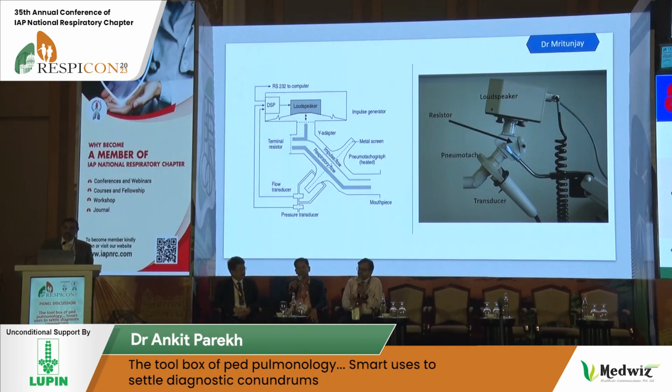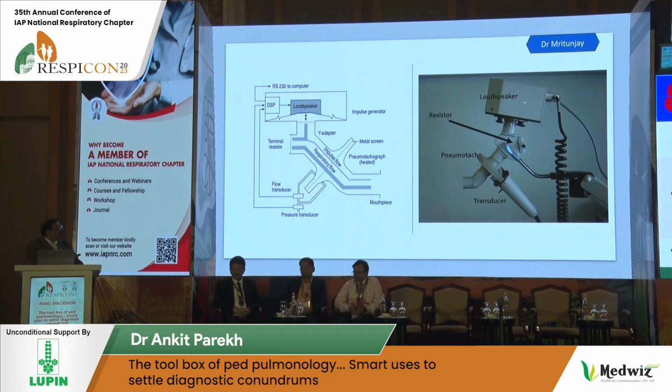So it is very important that we learn this tool and use it more frequently than what we do right now. Spirometry tells you about the large airways, but it doesn't tell about the small airways. So in that way, IOS will score high over spirometry. It can detect any problem in the small airways. So this is what it looks like.